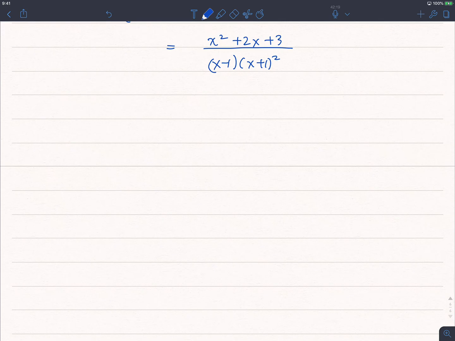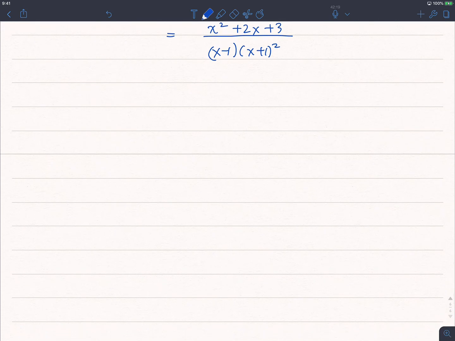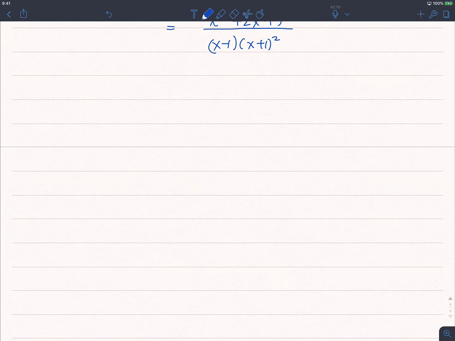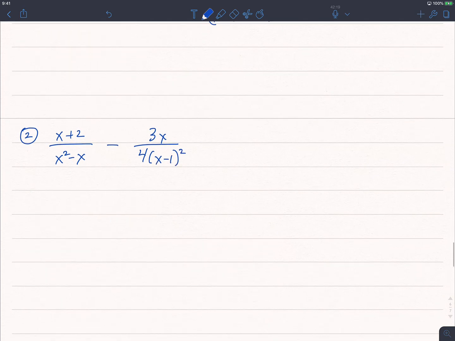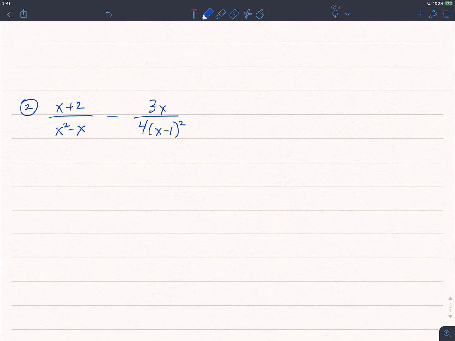All right, let's do a few more examples. We have x plus 2 over x squared minus x, minus 3x over 4 times quantity x minus 1 squared. So again, we have different denominators, so let's find an LCD. First step, let's factor the denominators.